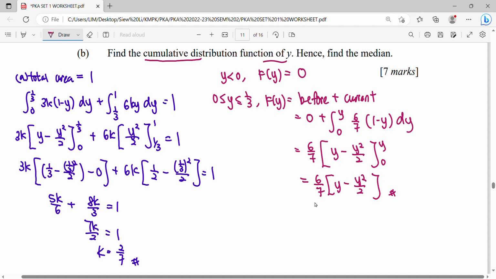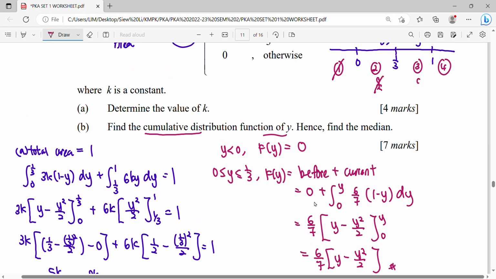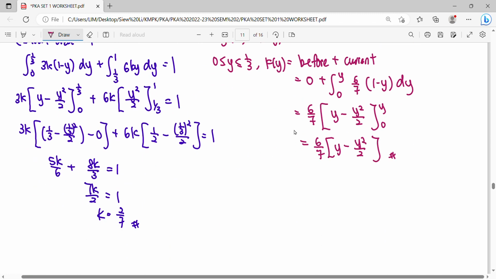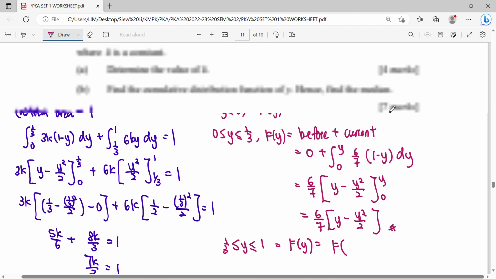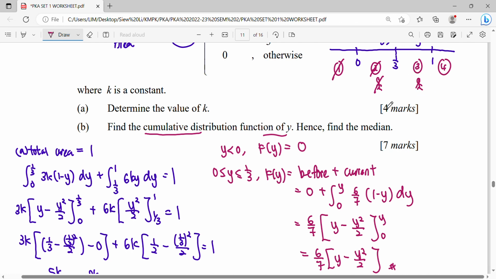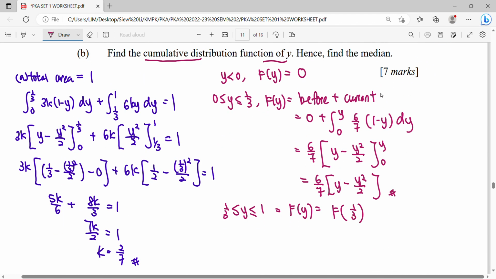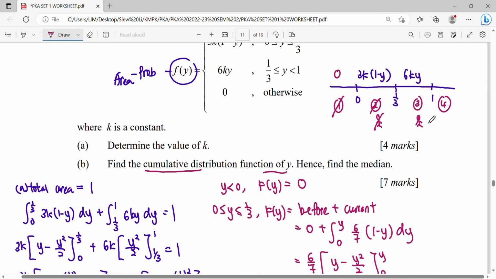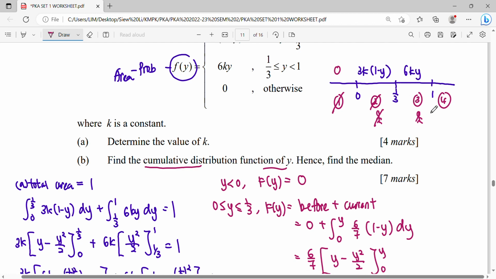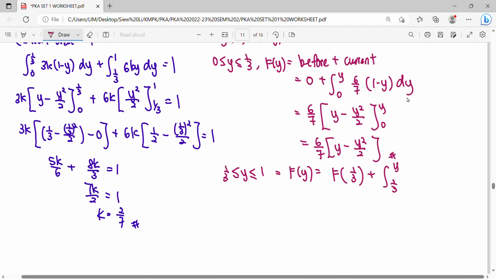Then we continue. So we finish this interval, you move on to the third interval here. So we follow the interval 1 over 3 until 1. So F(y), accumulate before this. Look here, when you add here, before this you already accumulate up to 1 over 3. So currently when you add this interval, you start from 1 over 3 until y. Then 6k times 6k dy.